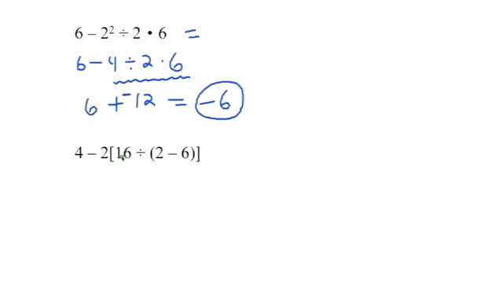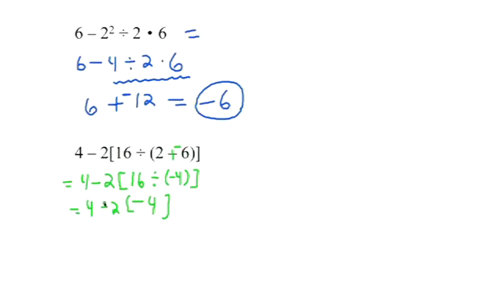So everything else in the problem I'm just going to copy down. 4 minus 2 bracket 16 divided by, but 2 minus 6 is 2 plus negative 6, and 2 plus negative 6 is just negative 4. All right, so now this is a little simpler than what I started out with. Now I worry about my brackets. Again, everything else I'm just going to copy down. 16 divided by negative 4, one negative sign, so the answer is negative. 16 divided by 4 is 4.